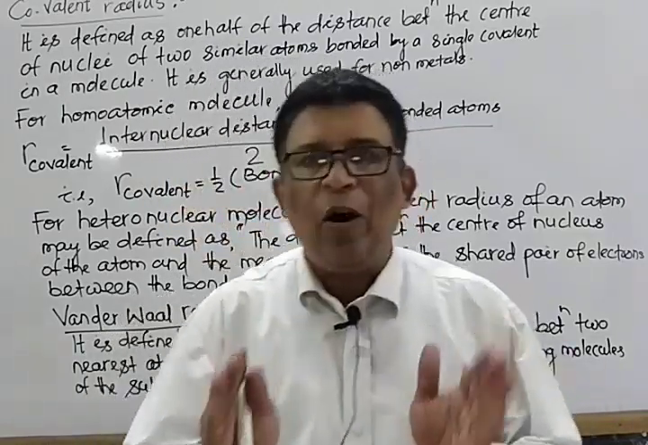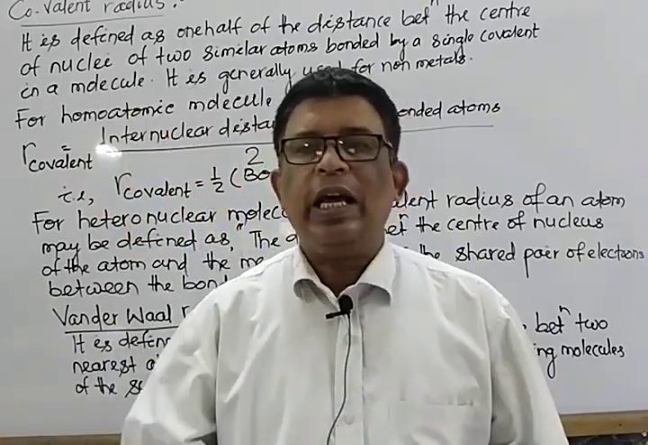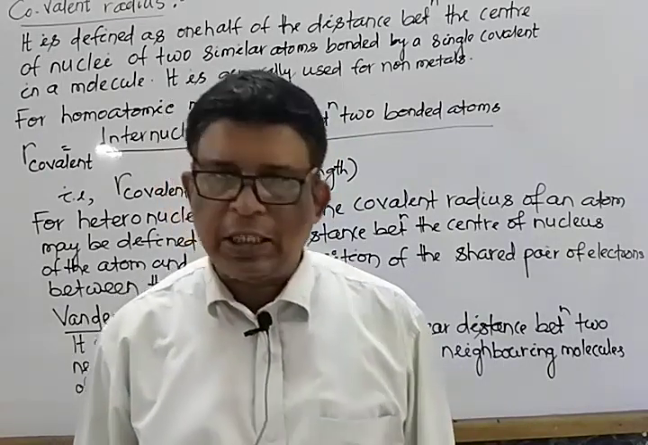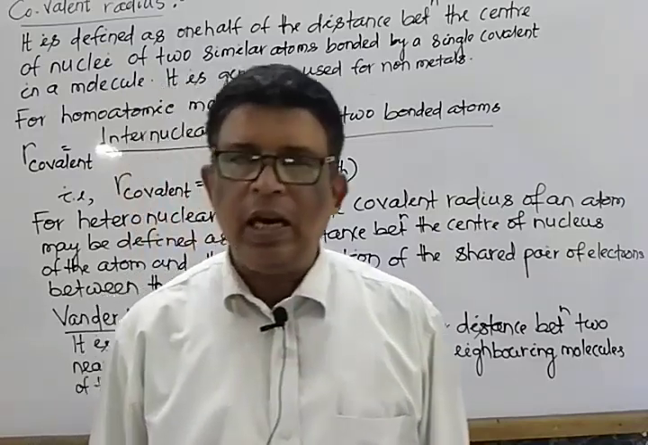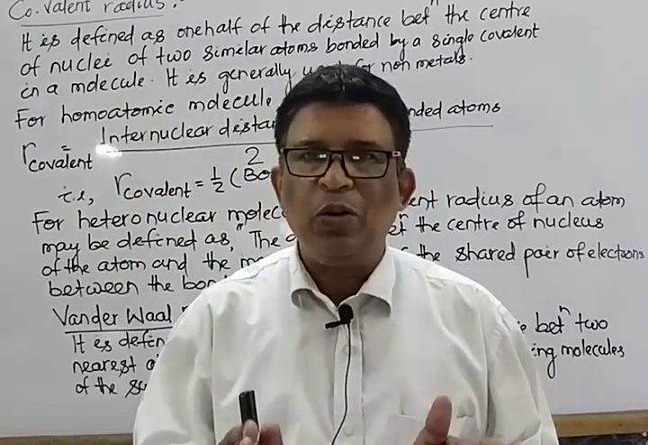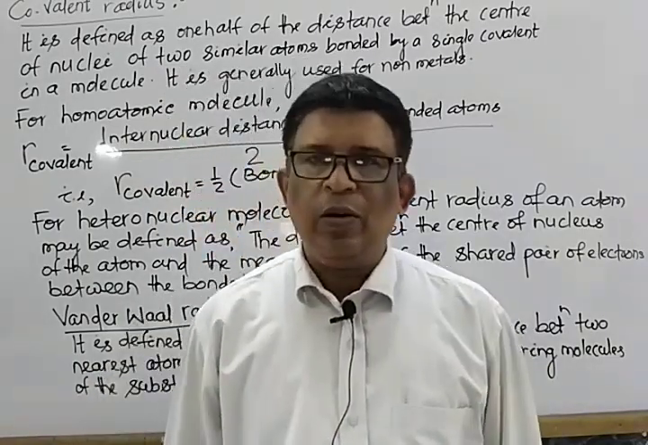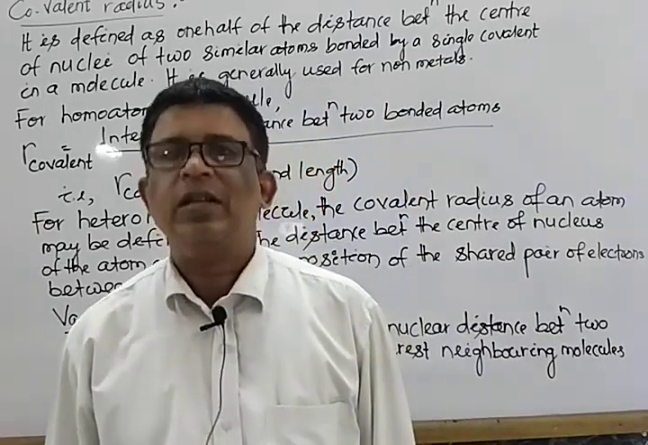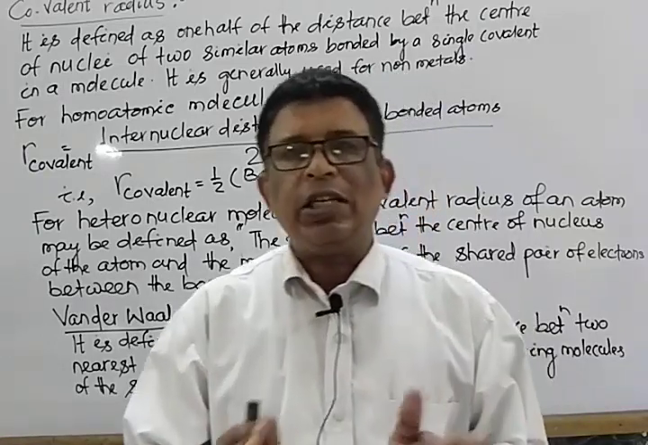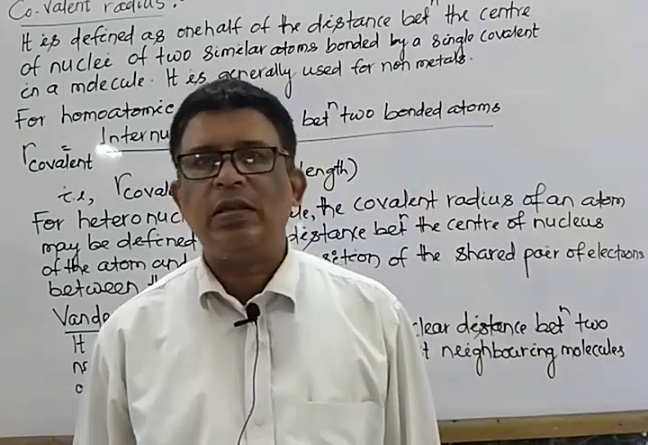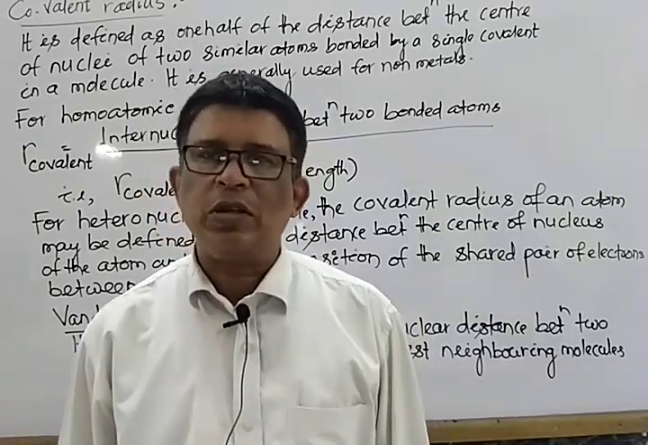Again, depending upon the types of bonding between the atoms in a molecule, there are different ways of expressing the atomic radius. That is, there are generally three ways: one is known as covalent radius, one is known as van der Waals radius, and one is known as metallic radius. Normally, in the case of non-metals, we select covalent radius. In the case of metals, we select metallic radius, and for the rest of the others, we select van der Waals radius. So let us discuss one by one.